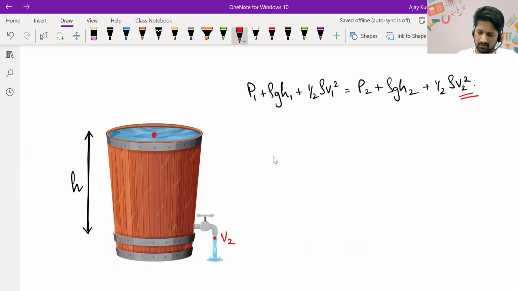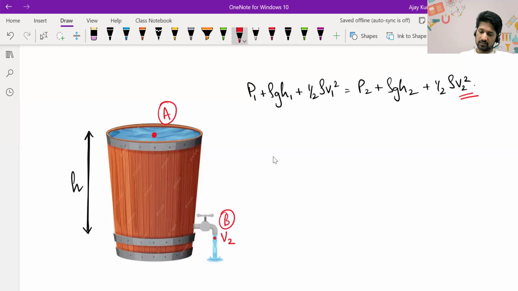Sir, atmospheric pressure. Atmospheric pressure, correct. So what we are going to do is, see, even if it's a moving fluid, even if it is a dynamic fluid, if it's exposed to atmosphere, the pressure will be atmospheric pressure. Okay. So we are going to choose this as first point and this as second point. First point is the free surface of the liquid in the tank. Second point is the point where liquid comes out of the tap.